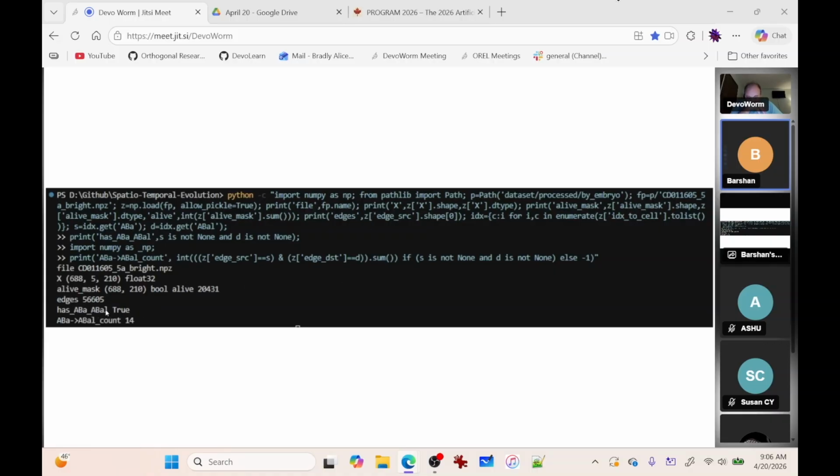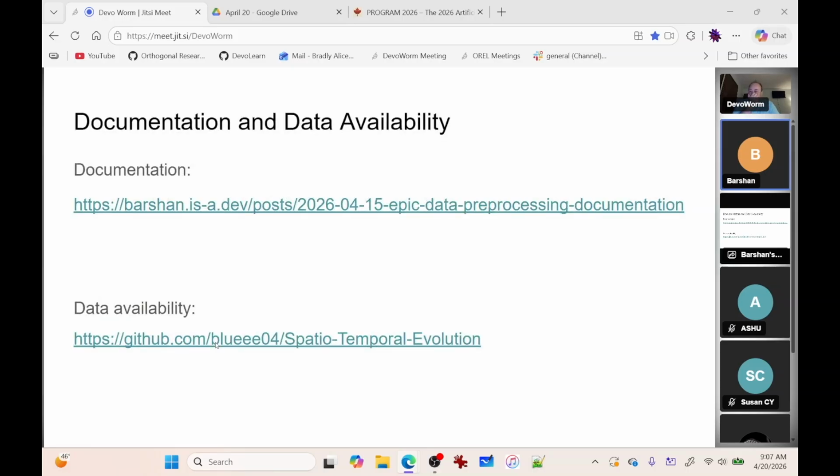I've also run a Boolean function which asks whether the edge ABA to ABAN exists or not, meaning whether the NumPy array or CSV file has that edge. It returns true. I've also included how many times this edge exists in the whole array: 14 times. So there are multiple ABA to ABAL connections, 14 edges.